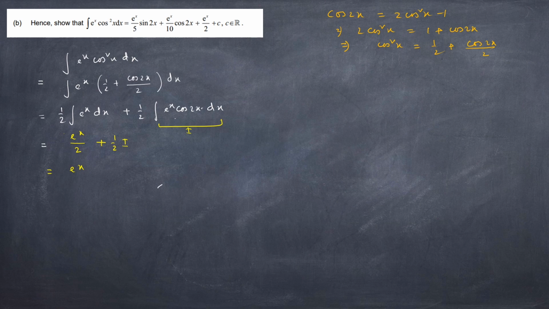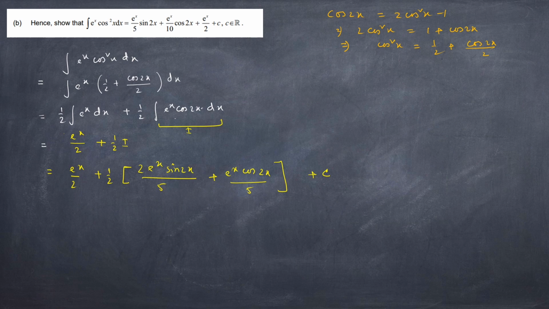So we will try to put the value here. If we put the value here, it will be e to the power x divided by 2 plus here half, and the value of I that was calculated in the previous slide, you can go to the previous slide and you can see, 2 e to the power x sin 2x divided by 5 plus e to the power x cos 2x divided by 5, and the complete integration is plus c.